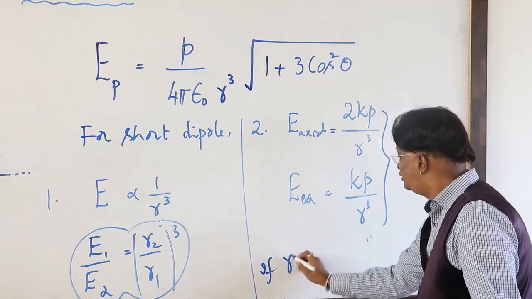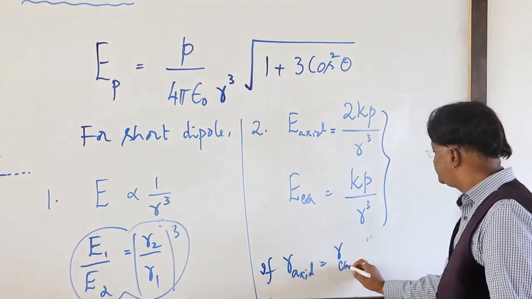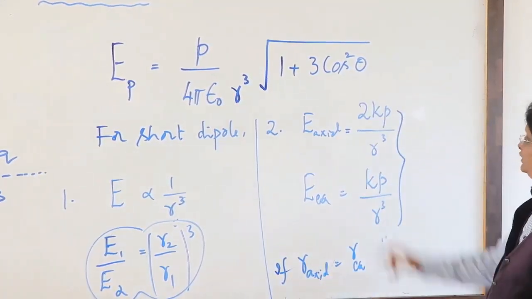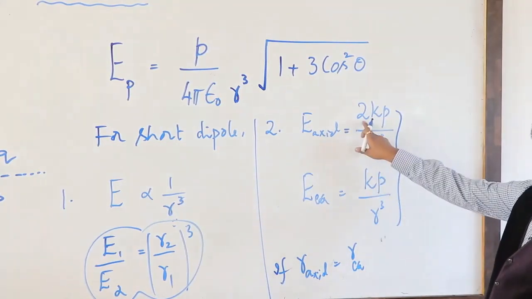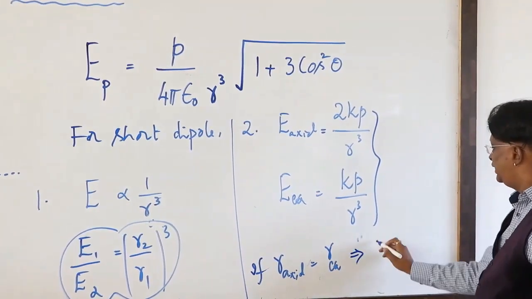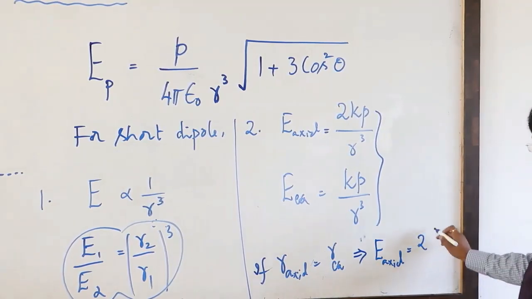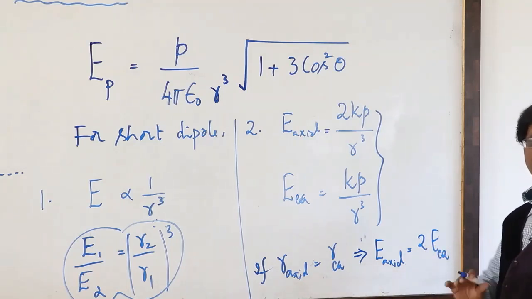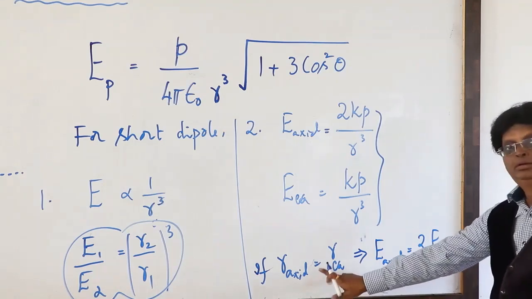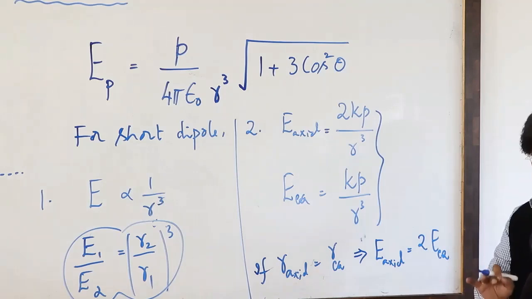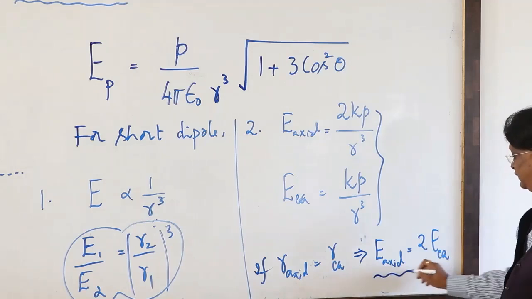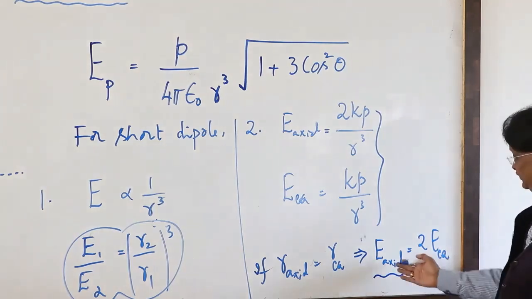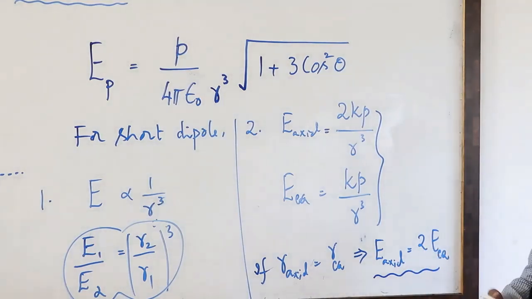If r axial is equal to r equatorial, that is you are taking two points which are equidistant, one at an axial point, another at an equatorial point. In such a case, remember, if r is the same, what is the differentiating term here? It is only 2. Therefore, if r axial is equal to r equatorial, E axial is double E equatorial, one of the important results that follows. E axial is equal to 2 times E equatorial. When two points are both at the same distance from the center of the dipole, the intensity is more at the axial point. How much more? It is more by 100%. Double means more by 100%.